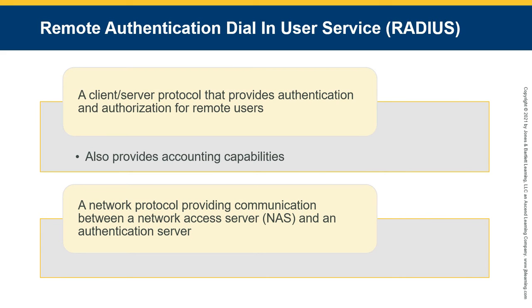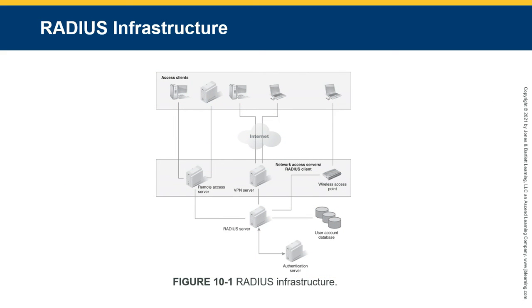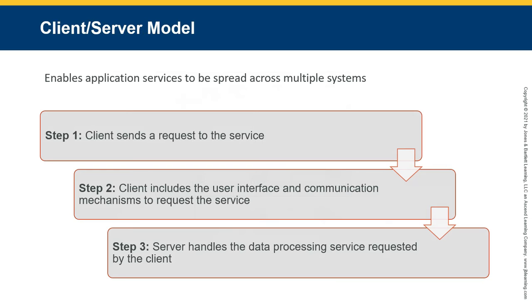Remote Authentication Dial-In User Service, RADIUS: a client-server protocol that provides authentication and authorization for remote users, also providing accounting capabilities. A network protocol providing communication between a network access server and an authentication server. RADIUS infrastructure: the client-server model enables application services to be spread across multiple systems. The client sends a request for service and includes the user interface and communication mechanisms to request it. The server handles the data processing service requested by the client.